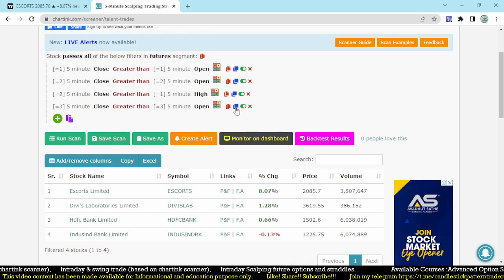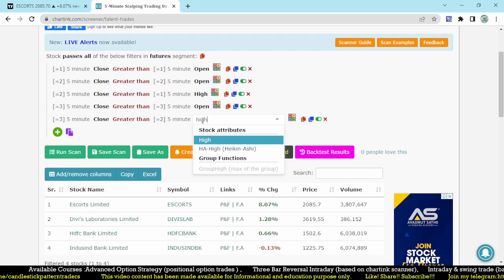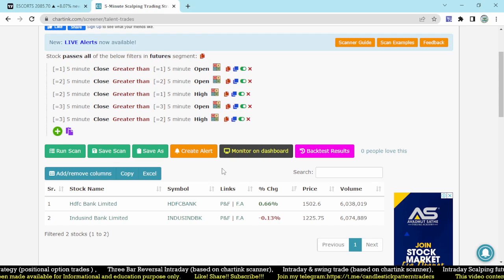And same like that, I'm going to copy this. The third candle close must be greater than the high of the second one. We are changing it now. So if we run it, only two stocks, got it? Only two stocks. One is HDFC Bank and another one is IndusInd Bank.